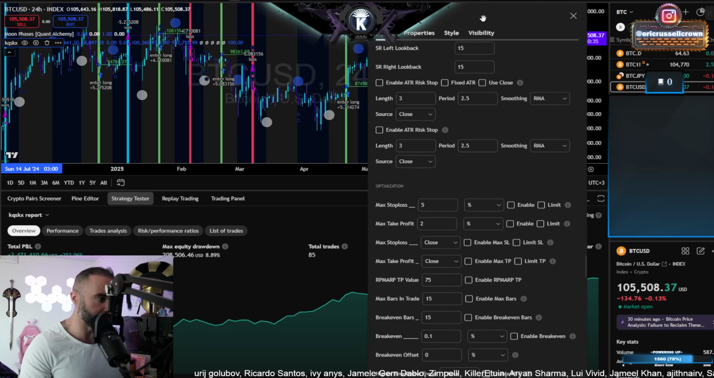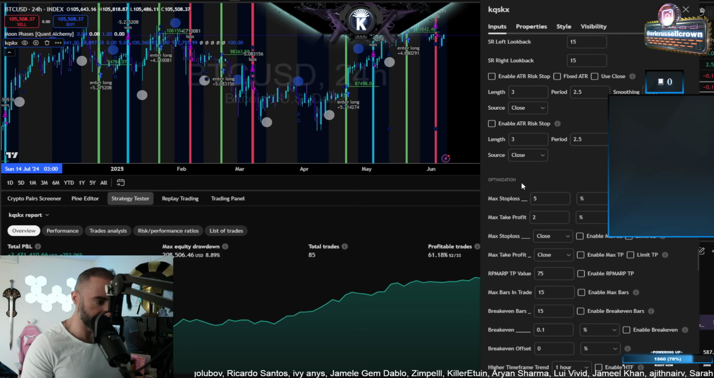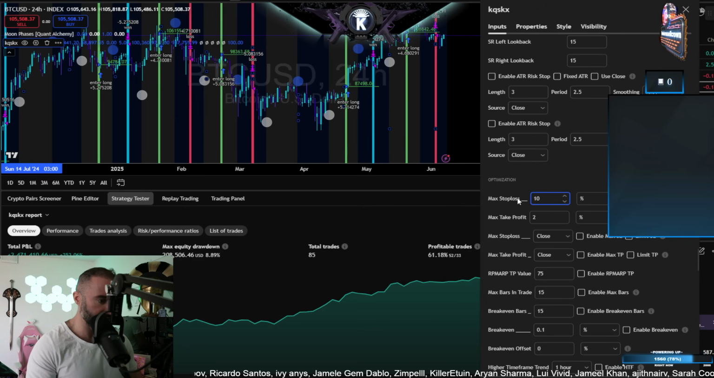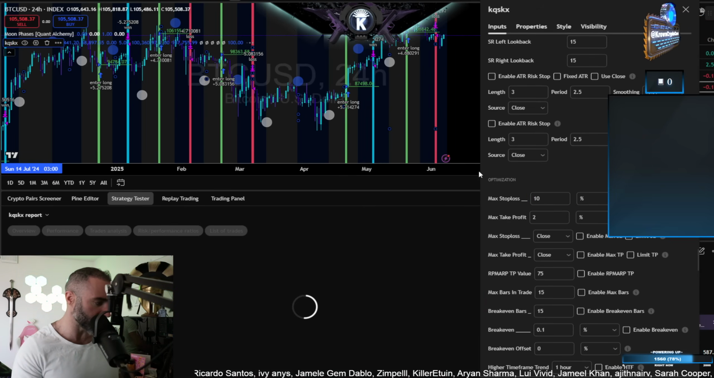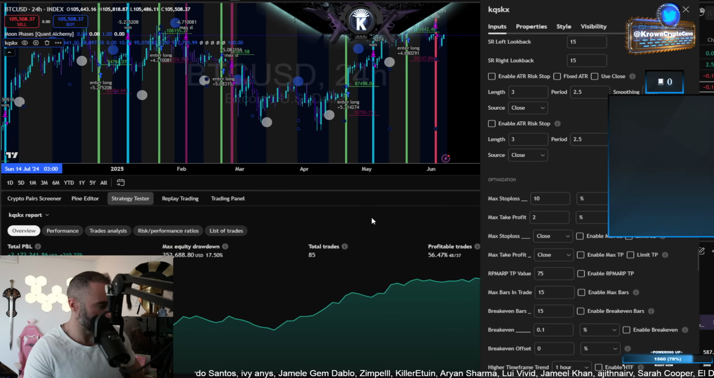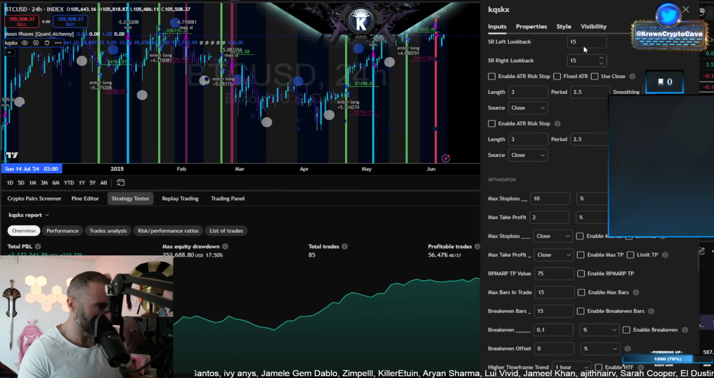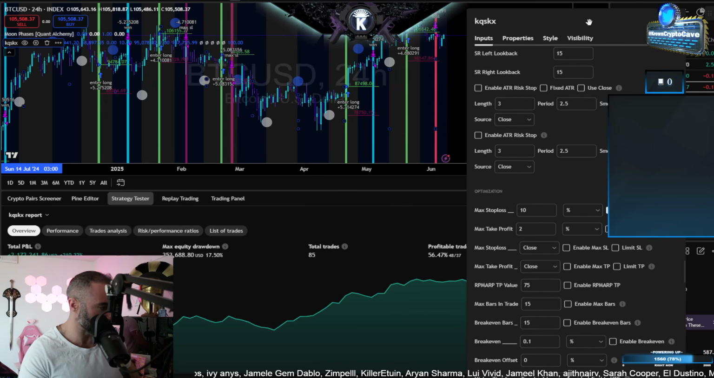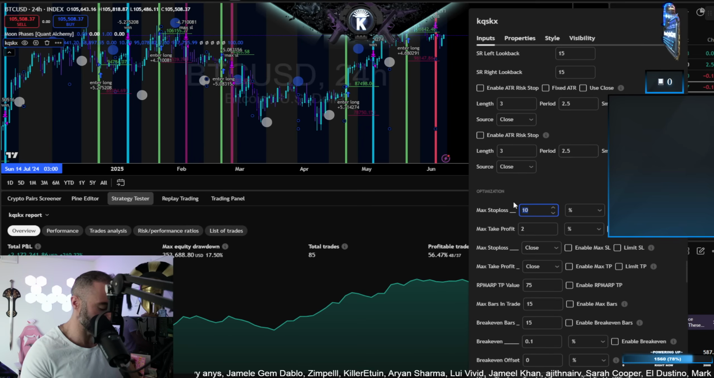Now let's try the same changes that he was suggesting. We're going to start with this max stop loss at 10%. See how this changes things around, and it does change things around a little bit, but not in a good way. So I'm getting rid of that one.